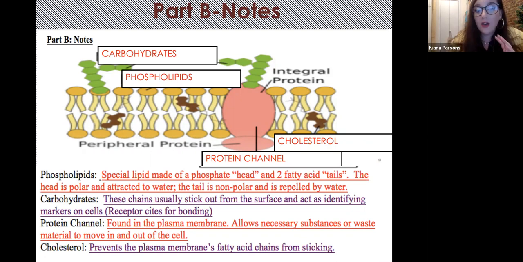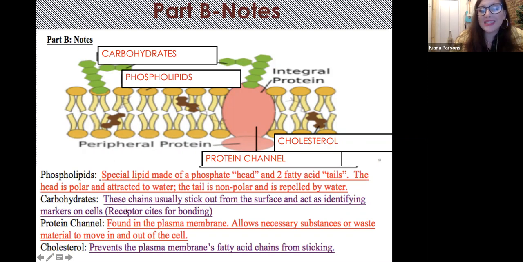So this phospholipid structure allows the cell membrane to be semi-permeable, which allows it to perform this important function of controlling what goes in and out of the cell and helping maintain homeostasis within the cell. So the carbohydrate chains, carbohydrates on the outside of the cell membrane, these chains usually stick out from the surface and act as identifying markers on cells.